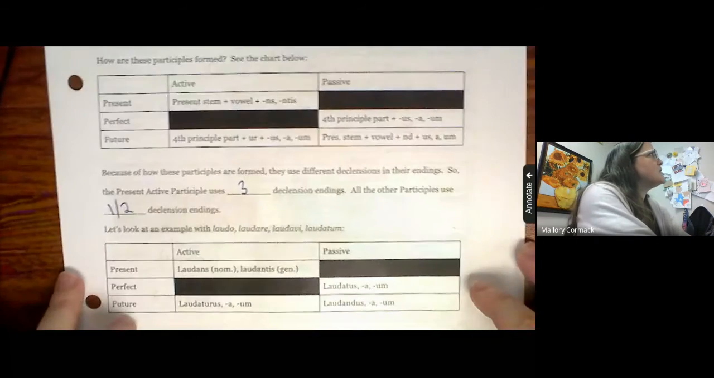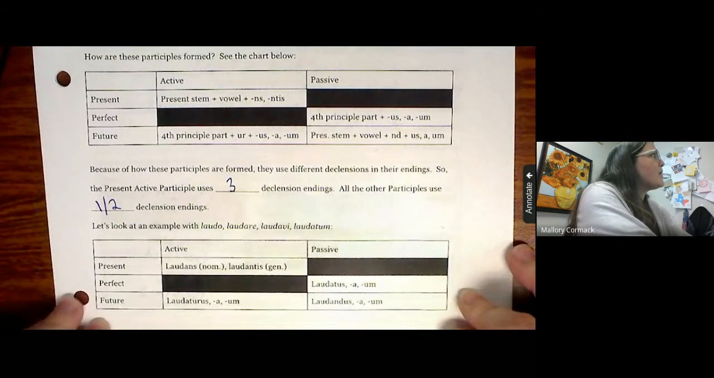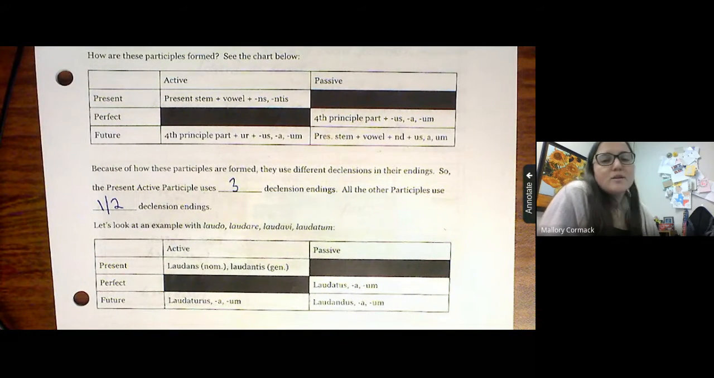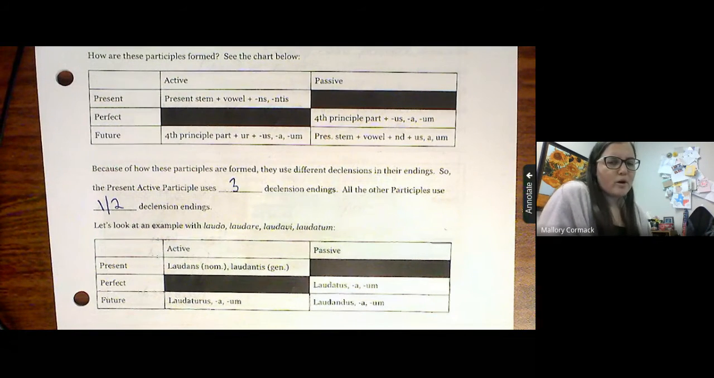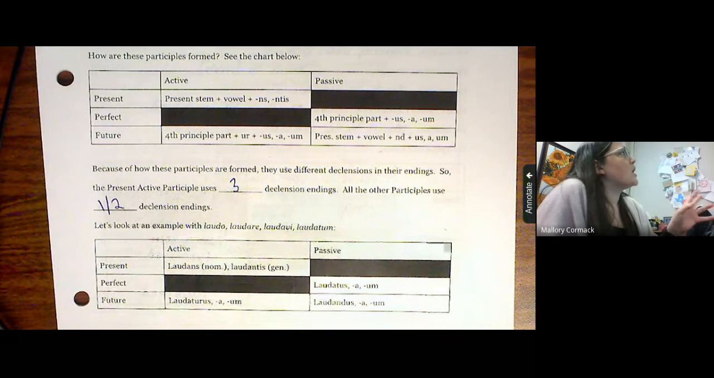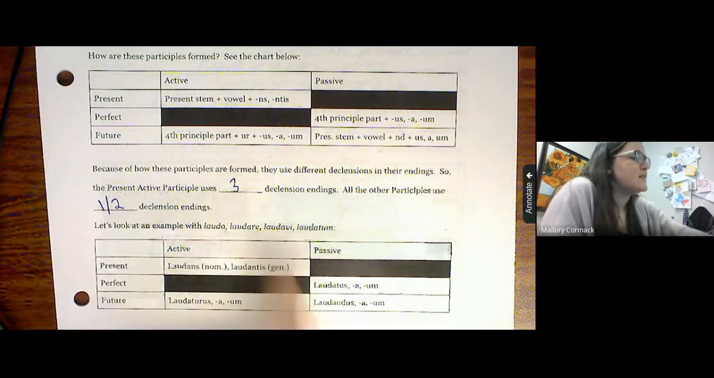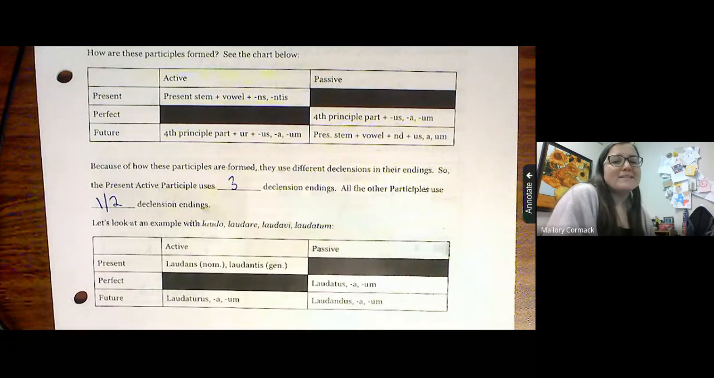Okay, so let's come down here. And we're going to talk a little bit about the formation of the participles, and then we're going to talk about kind of what they look like. And I don't expect you to know all of this right away. This is just kind of an introduction, and we're going to work more on forming as we go along. So our present active participle, we form with the present stem and our vowel and our NS or NT. You can think NT, present, NT, right? So we can kind of use that to help us remember it.